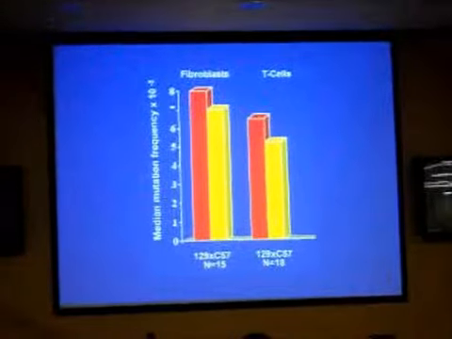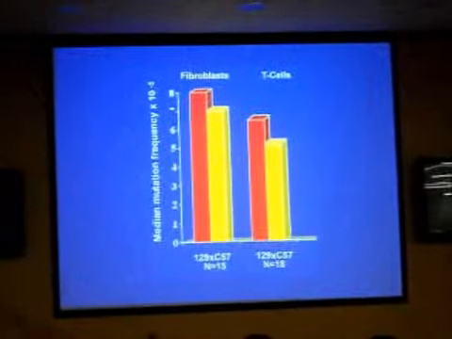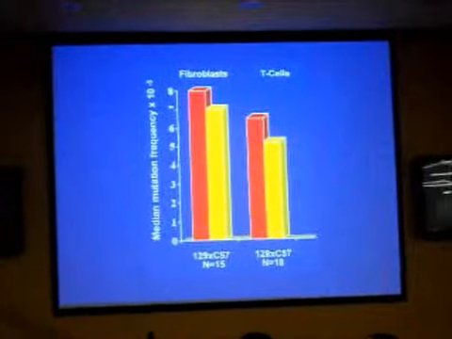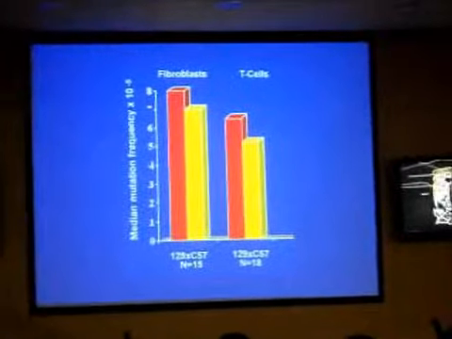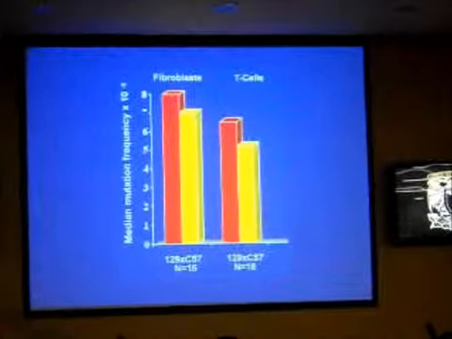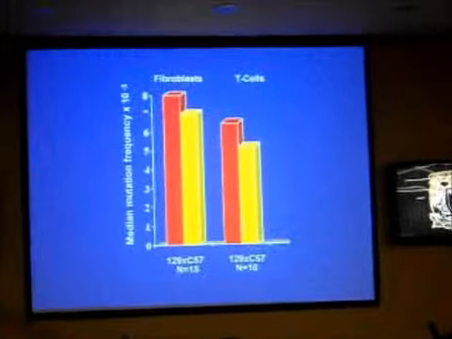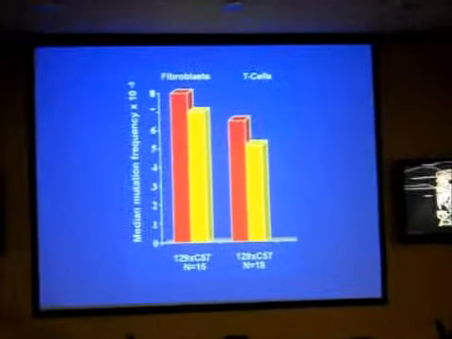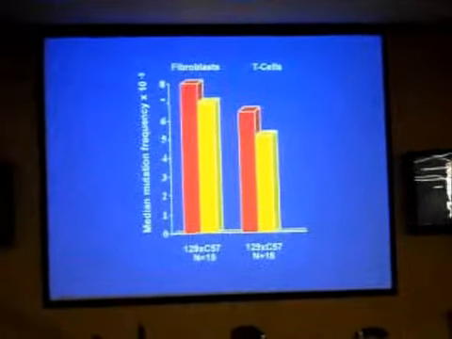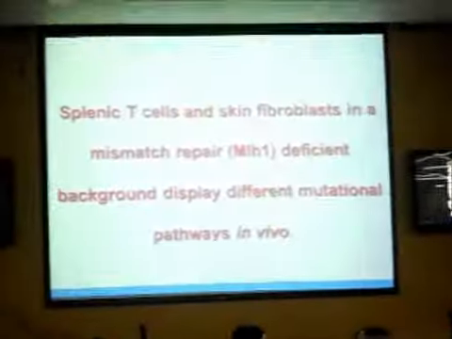T-cell mutant frequency is always a little bit lower, and you can see 70–75% of the events are due to mitotic recombination. That's not statistically significant for any one experiment, but every experiment we've done has shown the same trend.